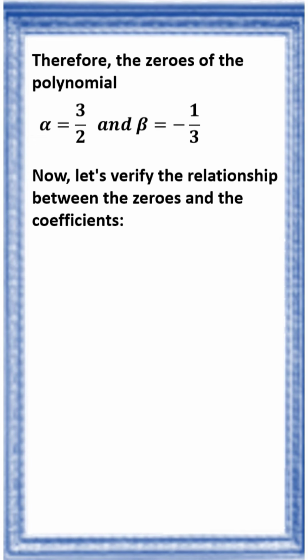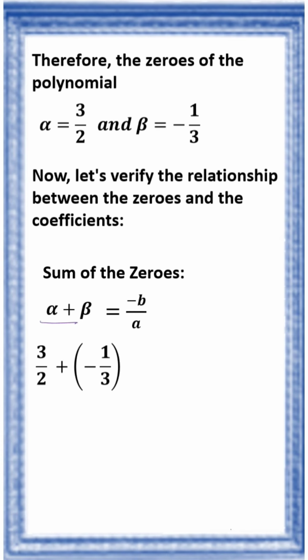Now let us verify the relationship between the zeros and the coefficients. Sum of the zeros, alpha plus beta, equals negative of b by a. Now let us solve this side. LHS: 3 by 2 plus negative of 1 by 3. Here LCM is 6. So 3 threes are 9, 2 threes are 6, 1 two is 2. 9 minus 2 by 6, that is equal to 7 by 6.